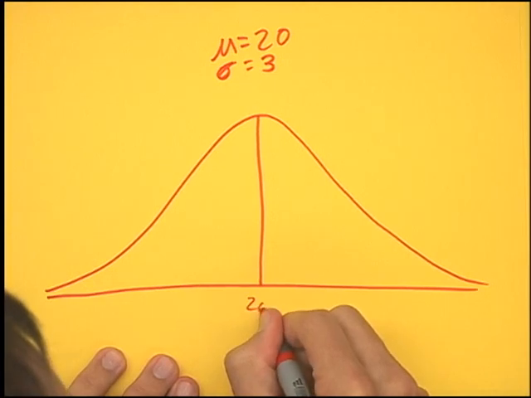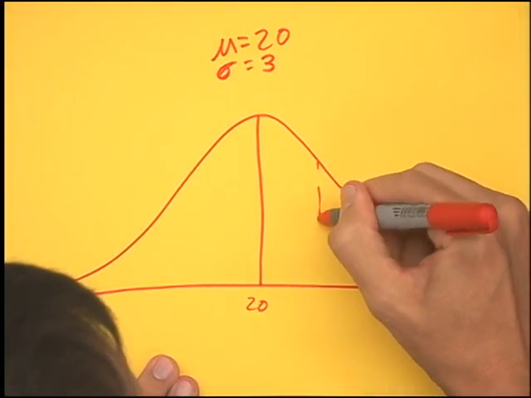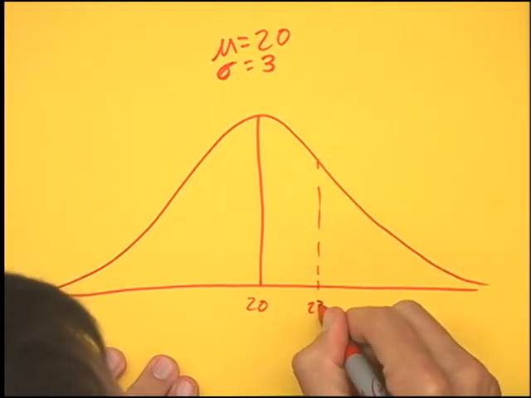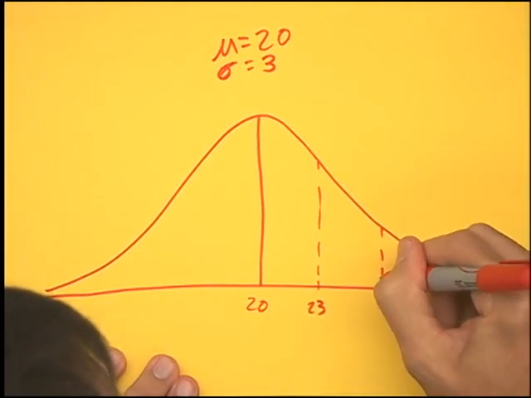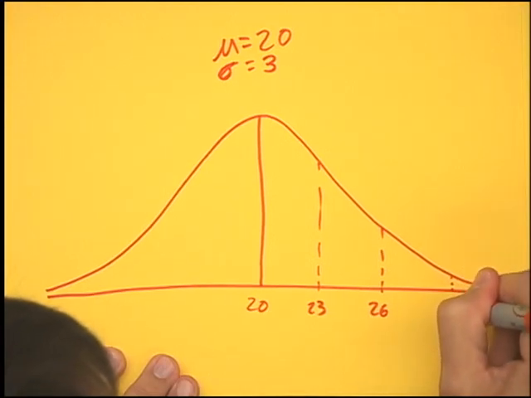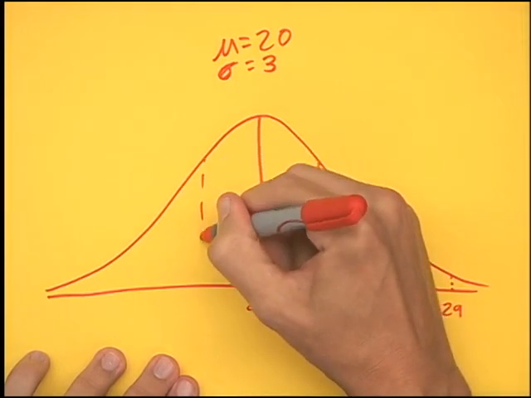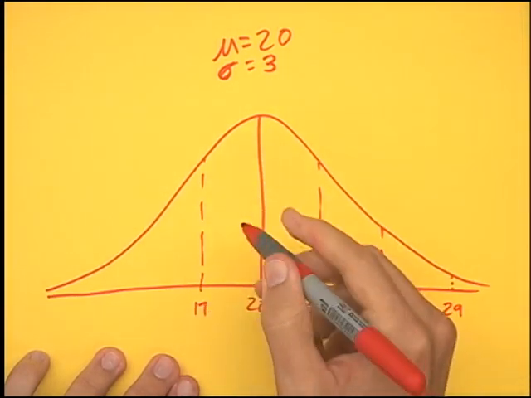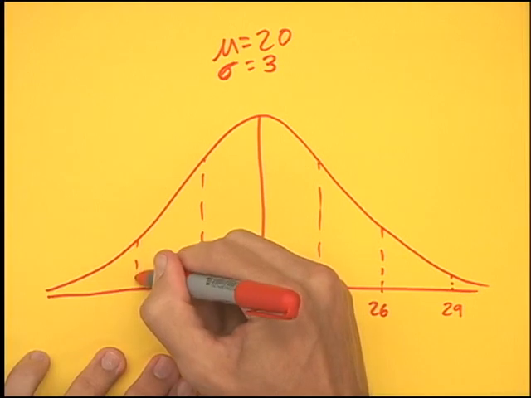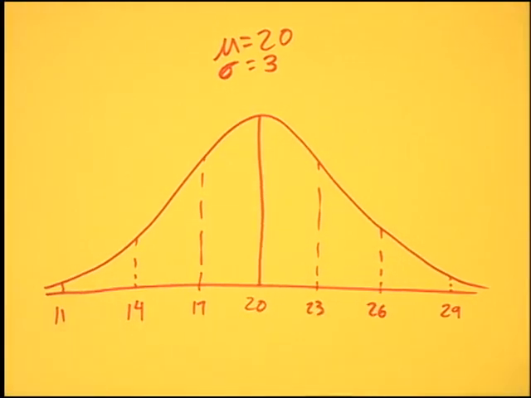So the mean's 20. Now I can go one standard deviation out here. This is 23. Then I'll go 2 standard deviations, 26. Then I'll go 3 standard deviations, 29. I'm just denoting the standard deviations on my curve. Now let me go the other way. One standard deviation below is 17. Another standard deviation below is 14. Another standard deviation below is 11.